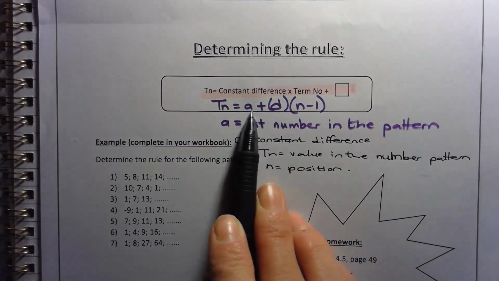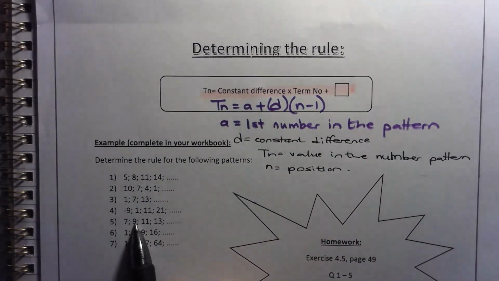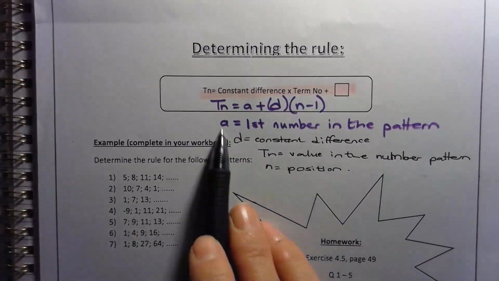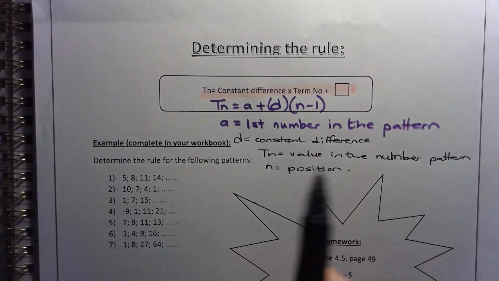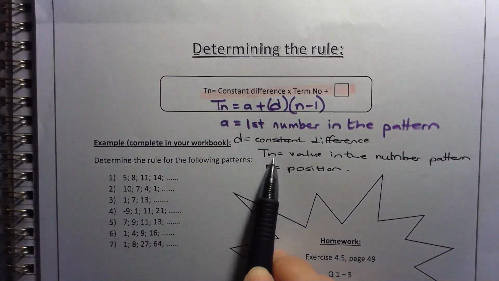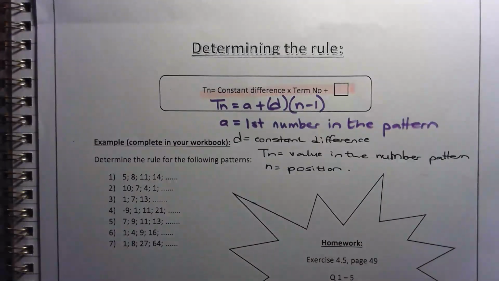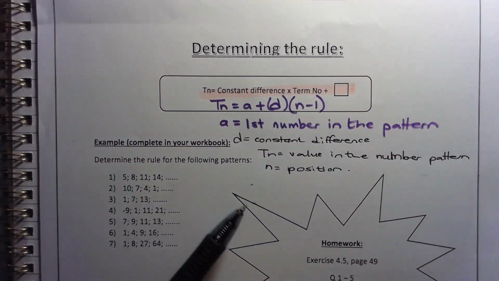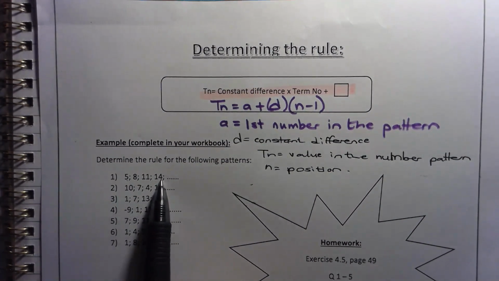A is equal to the first number in the pattern. So if we look here, 5, 10, 1, negative 9, the beginning of the pattern would be your a value. d is your constant difference, so what you're going up or down in. Tn is the value in the number pattern, so 14, 4, 7, that is a Tn. n is the position within the pattern. So number 5 here is in the first place, so its n is 1, but 14 is in the fourth place, its n is 4. So n is the position.